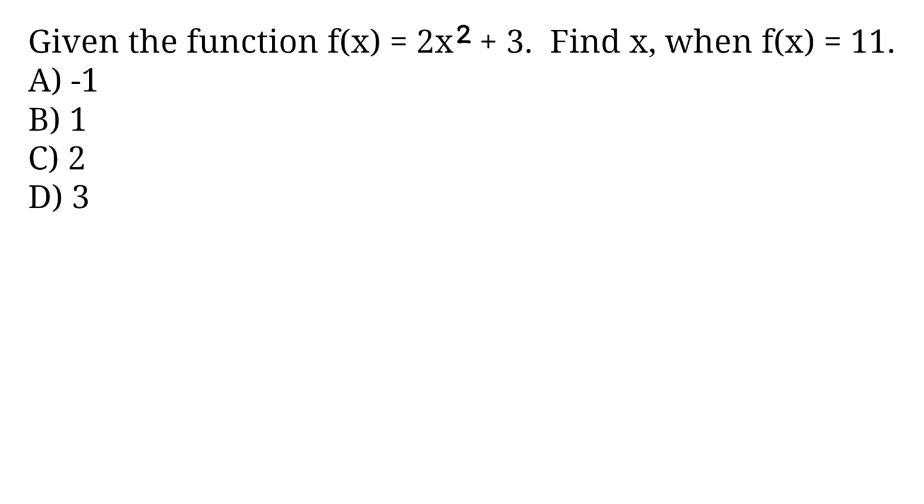Given the function f of x equals 2x squared plus 3, find x when f of x is 11. A. Negative 1. B. 1. C. 2. D. 3. This is basically the same question. Here, you are rather given the f of x value. A lot of students assume this is the x value. So here, we will replace the f of x with 11.